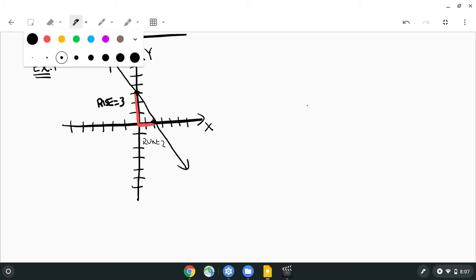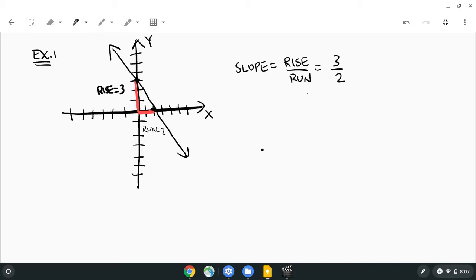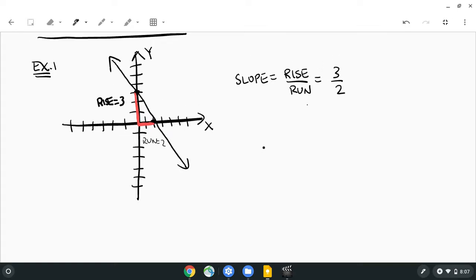Okay, so here, if I wanted to write my slope, I would use the idea of rise over run. And so that would just be 3 over 2. Now, if you look at this, and this is a common mistake, to leave it as 3 over 2. Okay, so those of you guys at home, why is this not correct?